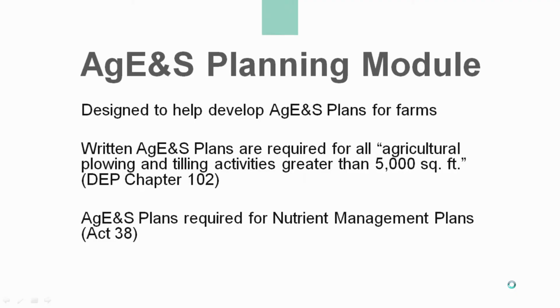The second module in PaOneStop is the Ag E&S Planning module. This module is designed to help farmers develop Ag E&S plans for their farms. Written Ag E&S plans are required for all agricultural plowing and tilling activities greater than 5,000 square feet. This is according to DEP Chapter 102 requirements. This also includes no-till agriculture. Ag E&S plans are also required for nutrient management plans according to Act 38.